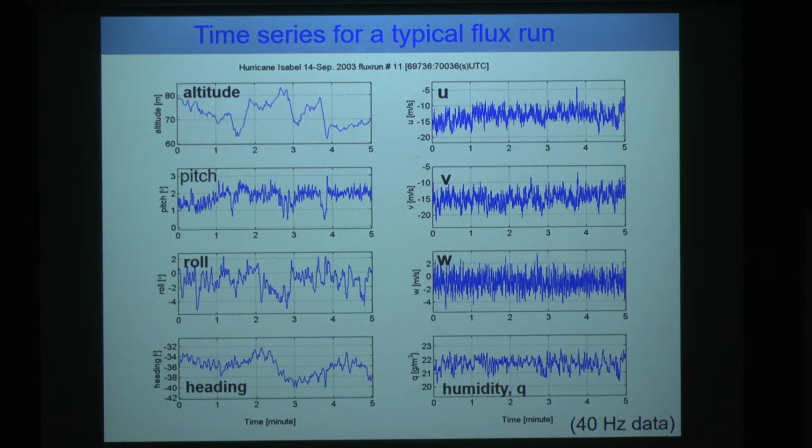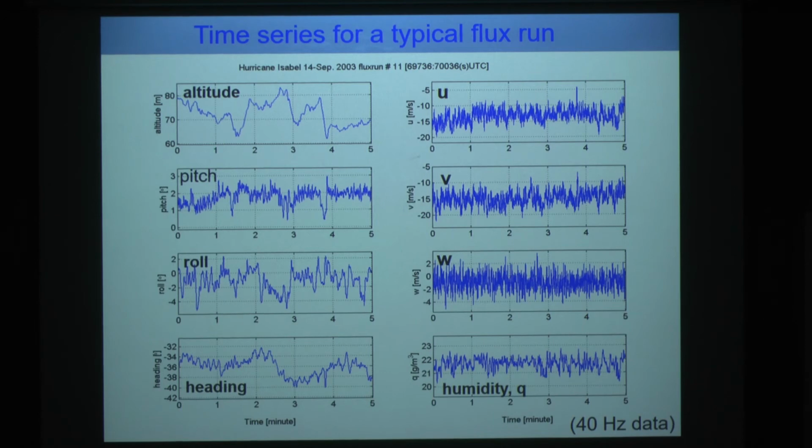Oh, this is some aircraft data. You see, this is from the leg at 70 meters, and we try to fly at a constant altitude for flux observations. This is the aircraft pitch, roll, and heading, and this is the three-dimensional wind speed, this 40 hertz data, and also the humidity. Using this data, we can directly calculate the fluxes, the momentum flux and the humidity flux. Because we know the values of the fluxes, and we know the surface wind and the sea surface temperature, we can backward calculate the exchange coefficients.